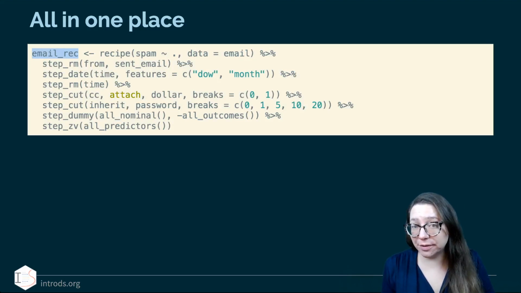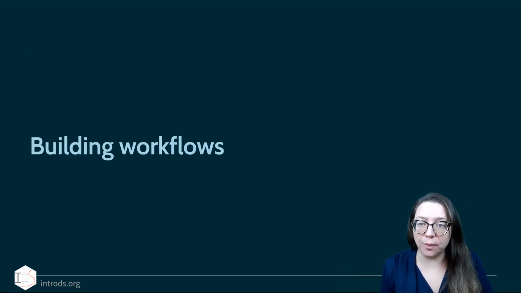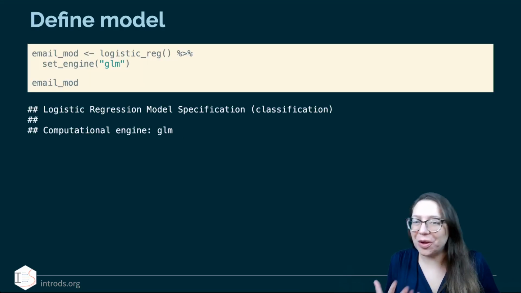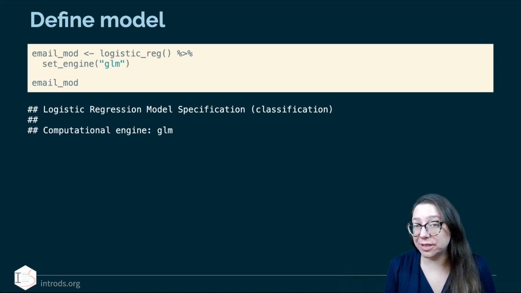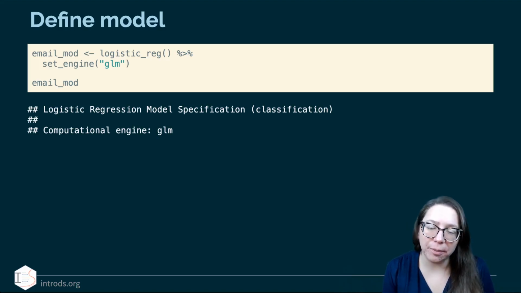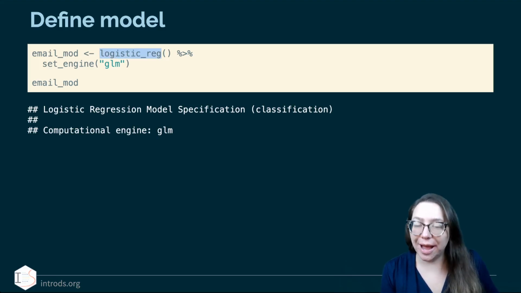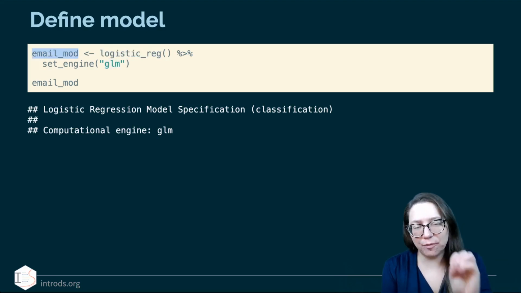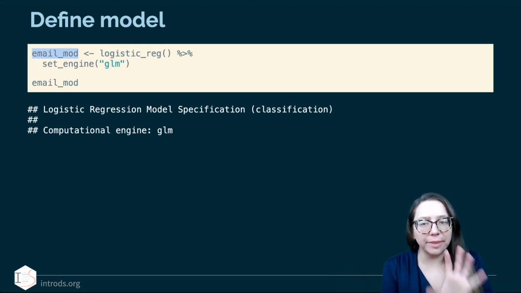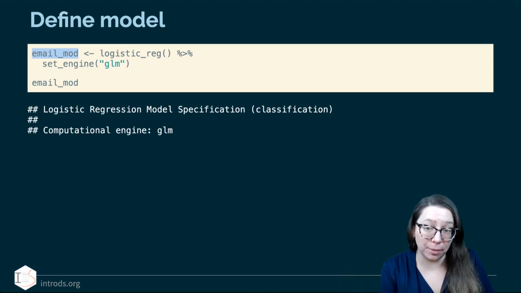Now we're going to, based on this recipe, build our workflow. So we've used a workflow in a variety of ways, but here we're going to use it a little bit more formally. So remember that when we want to define our model, we start with our kind of model specification. So that's logistic regression. And then we set our engine. In this case, that's the GLM engine. So I can save that as this is the type of model I want to fit. Okay, that's our model specification, email mod.